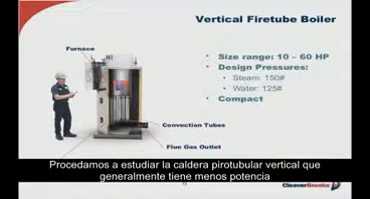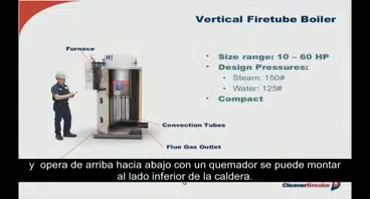The next fire tube boiler we will be focusing on today is the vertical fire tube, which typically has a smaller horsepower range as indicated, and fires either from the top down, or the burner can be mounted on the side of the boiler at the bottom.